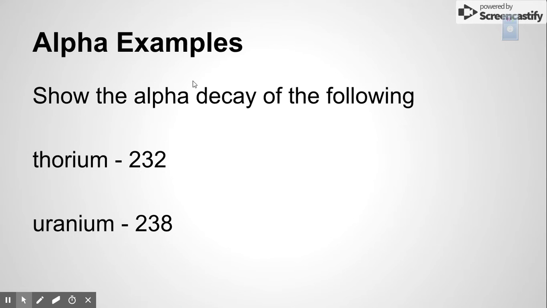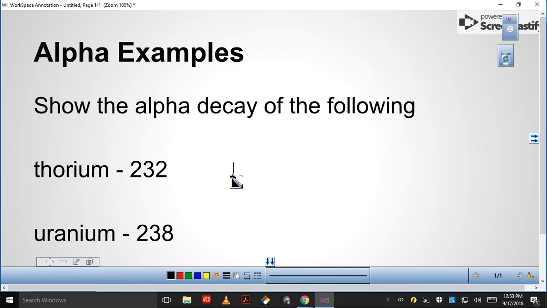So now if we do some alpha particle examples, this is going to be pretty easy. We're just going to do exactly what it tells us to do to show the alpha decay of the following. So we're going to start with our parent nuclide, which in this case is thorium. So thorium, we're going to put that number, remember it goes on the top. Then you have to look at a periodic table and you'll find that Th on the periodic table, thorium, is element number 90.